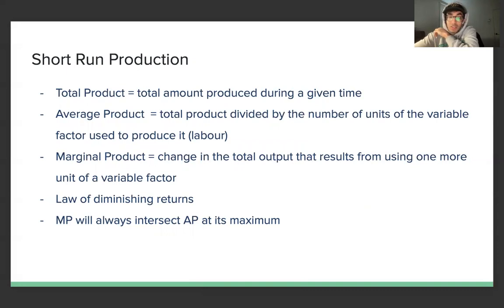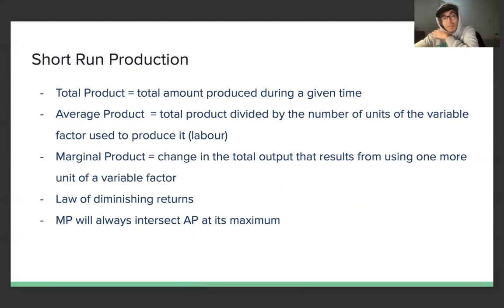And then marginal product, just like marginal utility. Marginal product is the change in the total output that comes from just using one more unit of variable factor. So if I increase my variable factors by one more unit, how does that change my total product? So that's the marginal product.